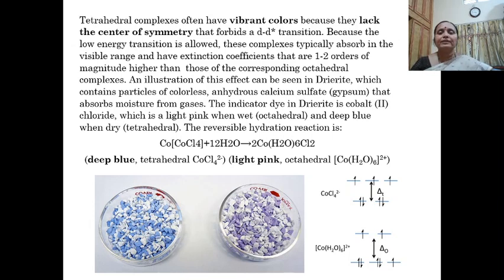One such example is Drierite, which contains particles of colorless anhydrous calcium sulfate, gypsum, that absorbs moisture from the gas. The indicator dye in Drierite is cobalt(II) chloride. This is light pink when it is wet, with an octahedral structure, and when it loses the hydration, it becomes a tetrahedral one, which is deep blue in color.